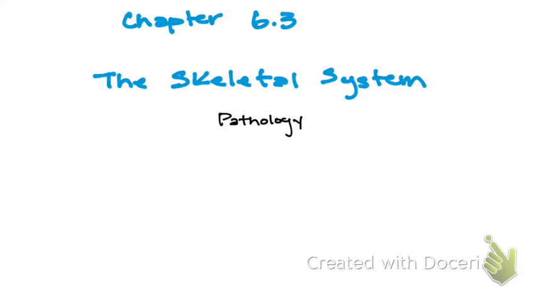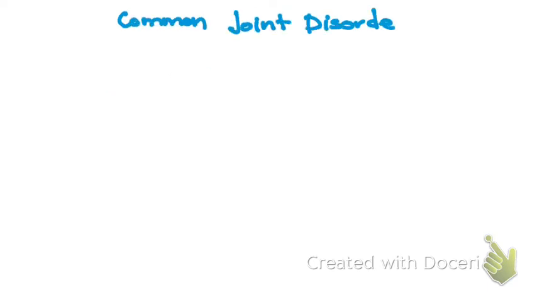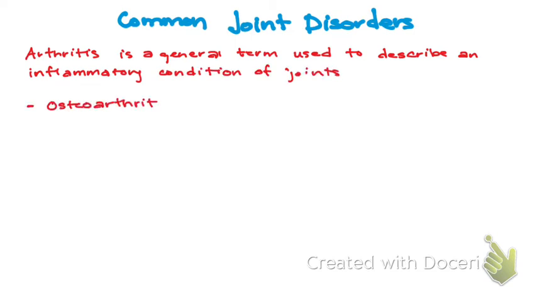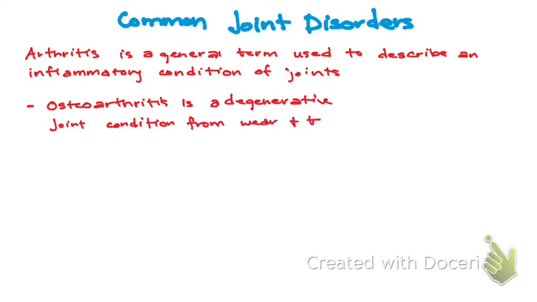This lecture covers the third part of the skeletal system, pathology of bones. Arthritis is a general term used to describe an inflammatory condition of joints. Osteoarthritis is a degenerative joint condition from normal wear and tear of a joint.